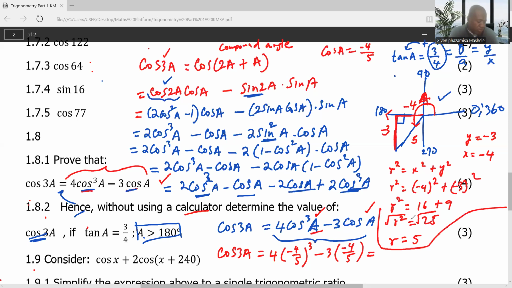So now let's work it out. 4 into minus 4 over 5 cubed. Then minus 3 into minus 4 over 5 squared. And this gives us 44 out of 125. 44 out of 125 is the answer. I believe you guys are following. 44 over 125.